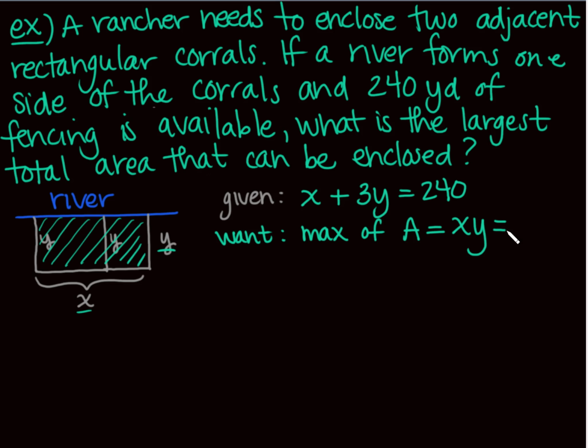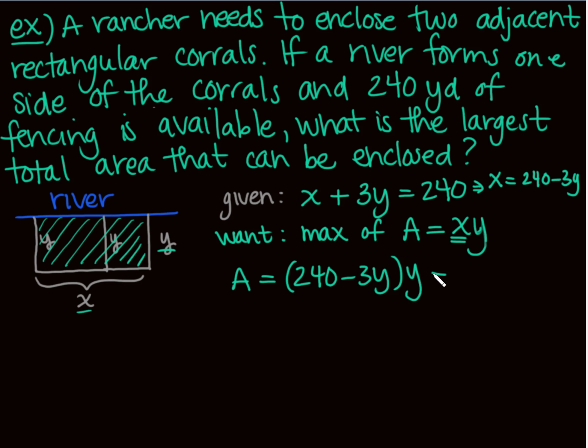What's the problem though? The problem is that this is in 2 variables. Well, I can do this pretty easily. Let's solve this for x. That says 240 minus 3y is x. So I can rewrite my area equation in terms of just 1 variable, in this case just y, remembering y is just one of our sides. If x is 240 minus 3y, then I'm going to replace this x with 240 minus 3y, all times y. If I rewrite this, that'll be negative 3y squared plus 240y.